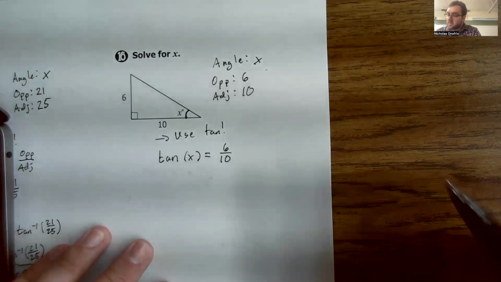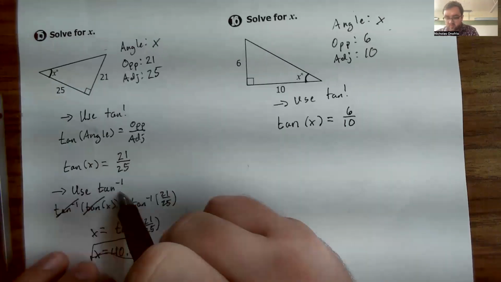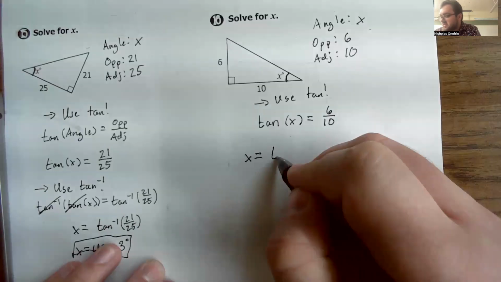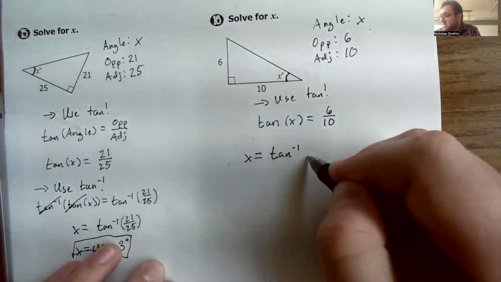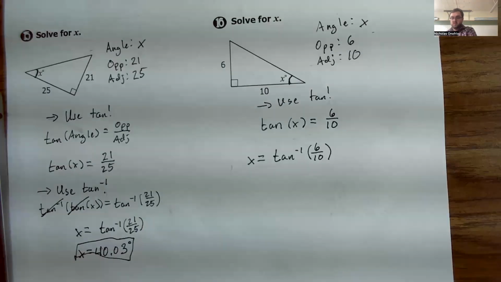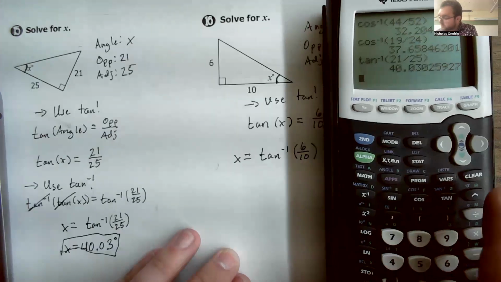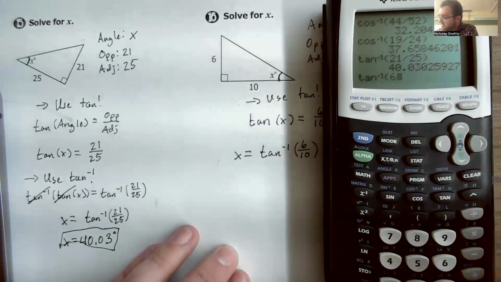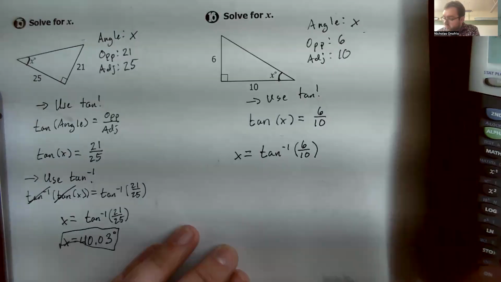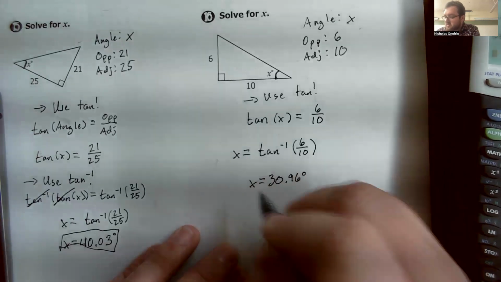All right. We knew to get rid of tan, we could use inverse tangent. So let's do that same thing here. We can take the inverse tangent of both sides. We're going to get the inverse tangent of 6 over 10. Plugging that into your calculator, inverse tangent of 6 divided by 10. It's going to give you 30.96 degrees.